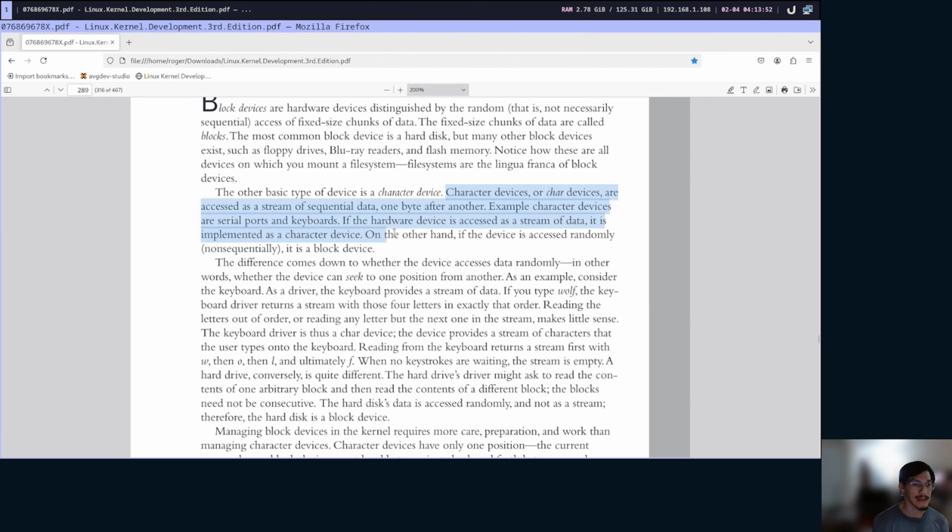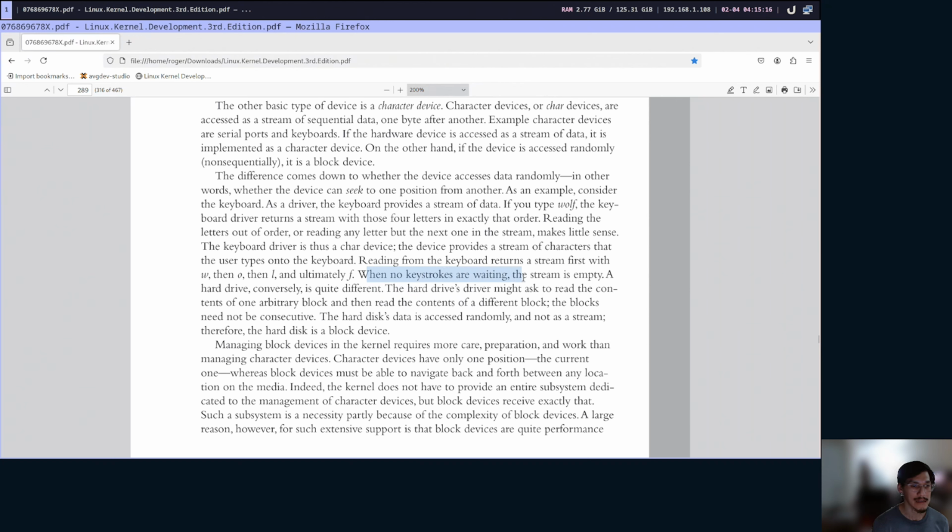As an example, consider the keyboard. As a driver, the keyboard provides a stream of data. If you type wolf, the keyboard driver returns a stream with those four letters in exactly that order. Reading the letters out of order, or reading any letter but the next one in the stream, makes little sense. The keyboard driver is thus a char device. The device provides a stream of characters that the user types onto the keyboard. Reading from the keyboard returns a stream first with W, then O, then L, and ultimately F. When no keystrokes are waiting, the stream is empty.